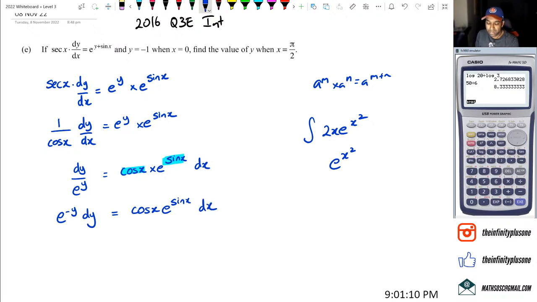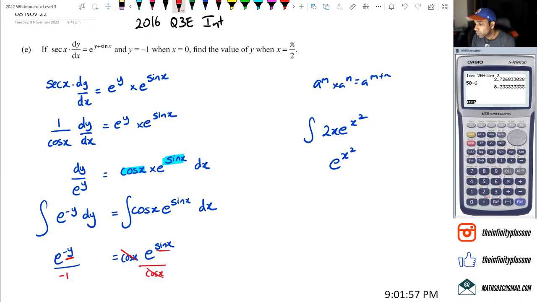Okay, now I'm ready to integrate this. When I integrate e to the power of negative y, I'm still going to get e to the power of negative y, because that's the rule about exponentials, and you have to divide by the differentiation of whatever the power is. In this case, when you differentiate negative y, we get negative 1, so we put that at the bottom. As for the cos x e to the power of sine x, we know that e to the power of sine x stays as is. It's a little cheat that I do: I still put my cos x there, but because I have to divide by the differentiation of sine x, which is cos x, they cancel each other out. So you almost ignore it. Then we have e to the power of sine x, and of course, don't forget your plus c.